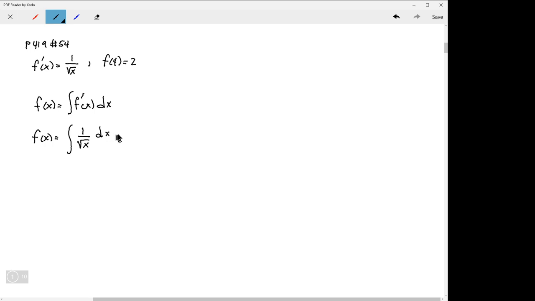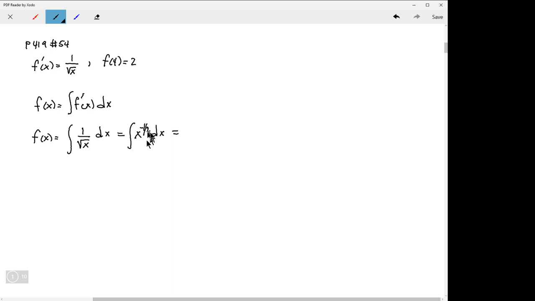Now again, since I only have the power rule to deal with, I need to turn this into a power function. So the square root of x is x to the 1/2, and when I bring that up, that is x to the minus 1/2 dx.